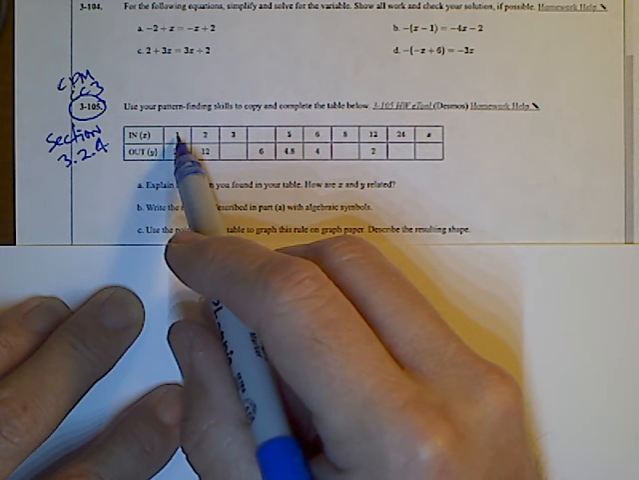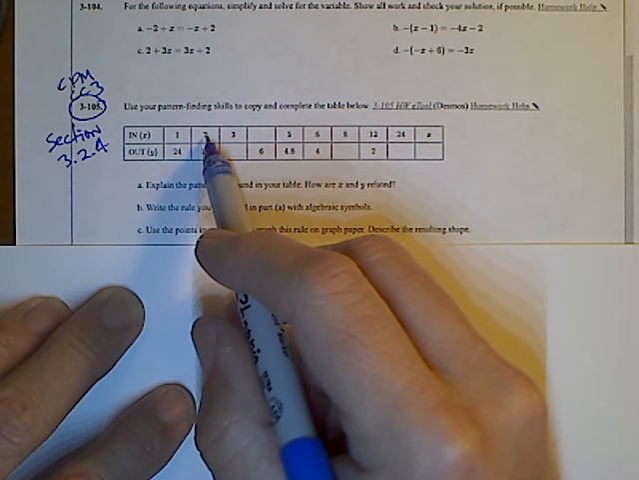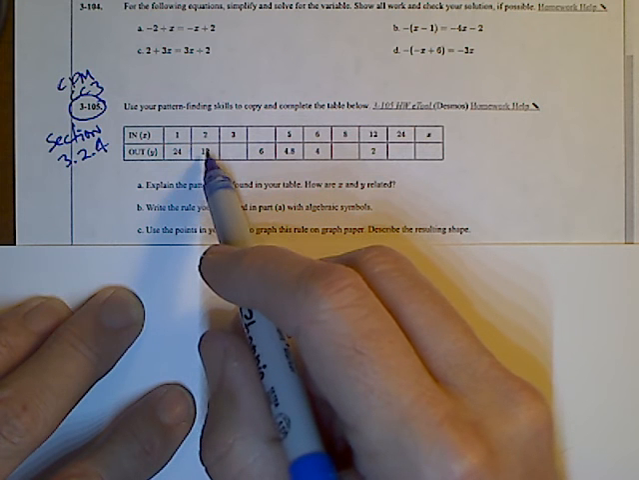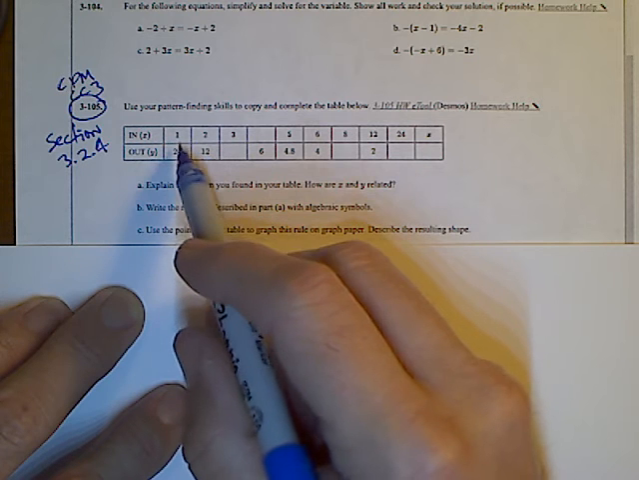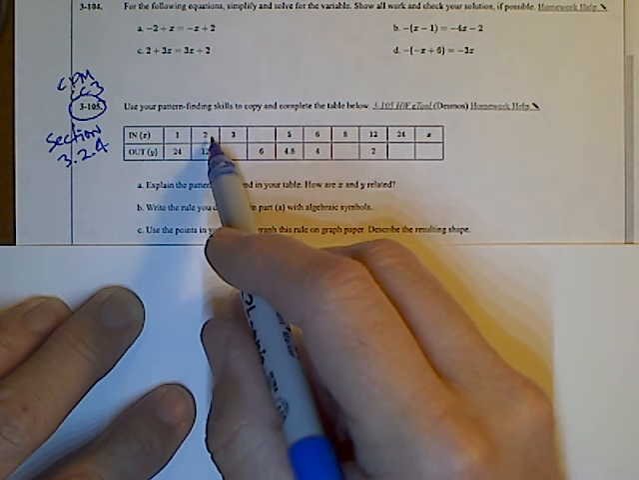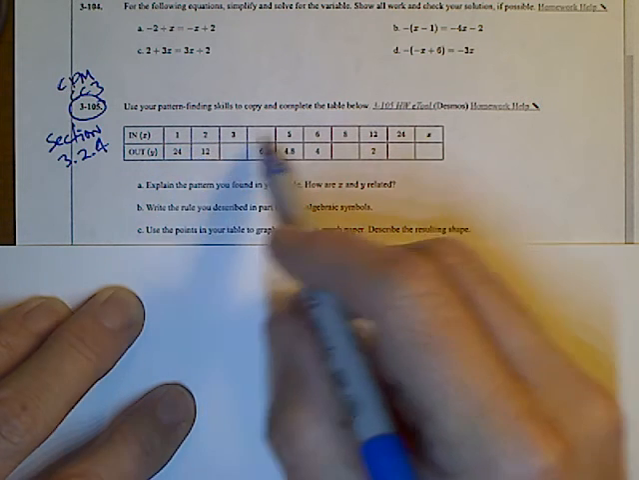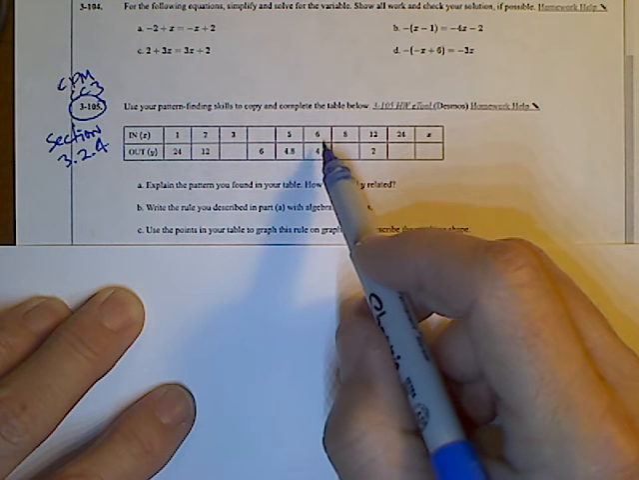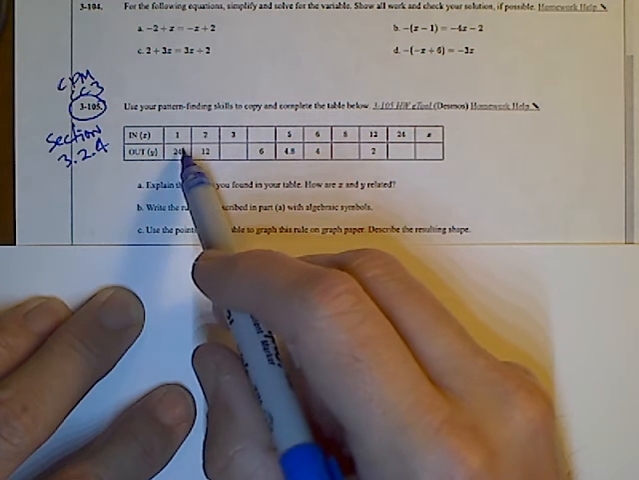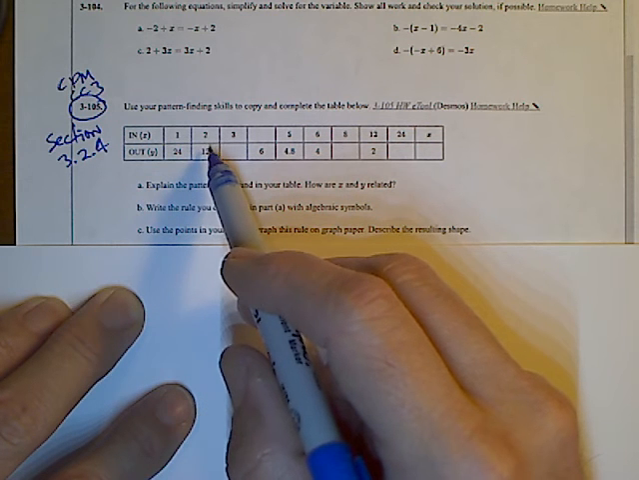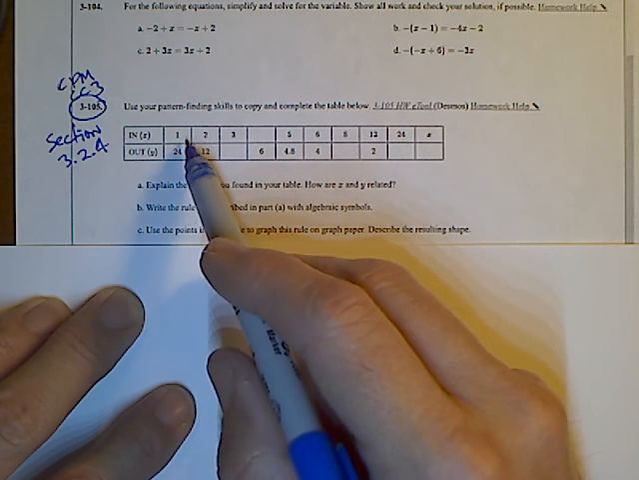Section 3.2.4, number 3-105. So number 105. We have a table of values, our table of inputs and outputs, X's and Y's, and they want us to complete the table and then go through the process and find out what the rule is in algebraic symbols, as well as then graph this rule on graph paper. So we will go through this process.